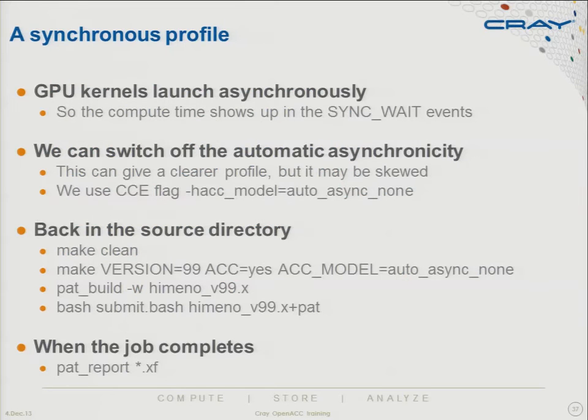Now, as I said before, kernels launch asynchronously, so you have a sync wait. Sometimes it might be clearer if you could actually see the time assigned to the kernel rather than to the waits. The way you can do this is using a magic CCE flag, acc_model equals auto_async_none. It's great, easy to remember this stuff. Luckily, it's in the man page. The makefile can put that in for you automatically. You just add this line to the makefile and run a profile again.